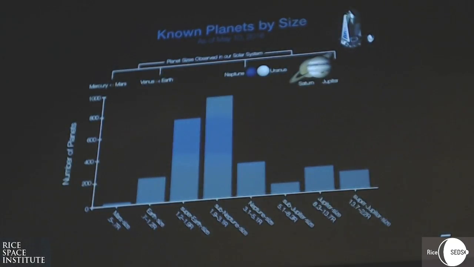Those are planets we don't have in our solar system, and yet they seem to be the most populous planet around other stars. You know, we thought maybe, what about big Jupiters? Why isn't Jupiter everywhere? And as you can see, Jupiter-sized planets are about as common as Earth-sized planets.